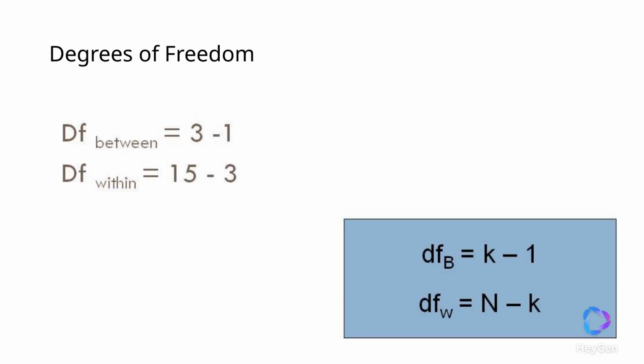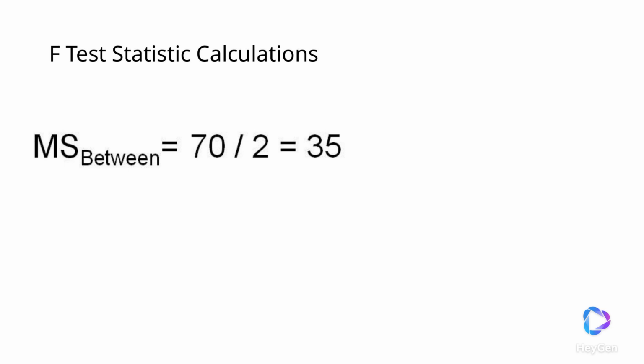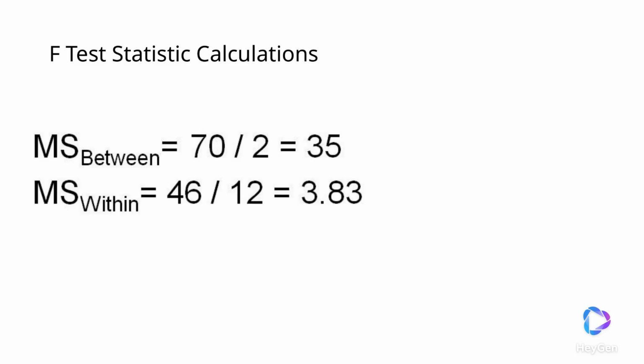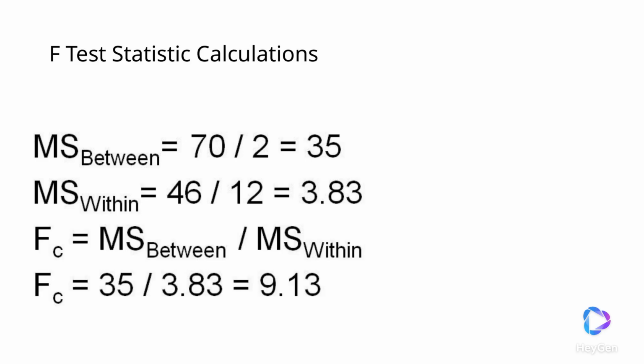We calculate degree of freedom as the number of estimates minus number of parameters estimated. The mean sum of square for between groups is 70 divided by 2 degrees of freedom. The mean sum of square for within group is 46 divided by 12. The f-statistic is calculated as 9.13.